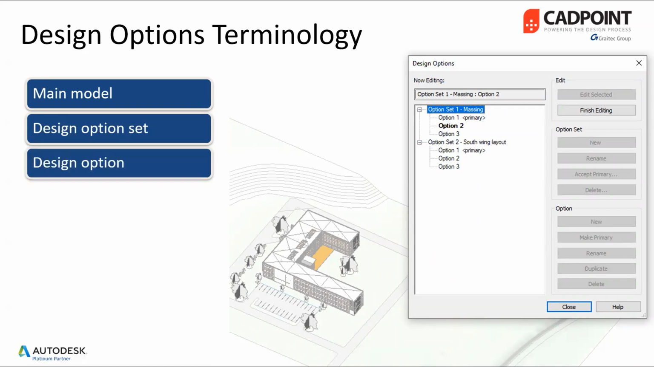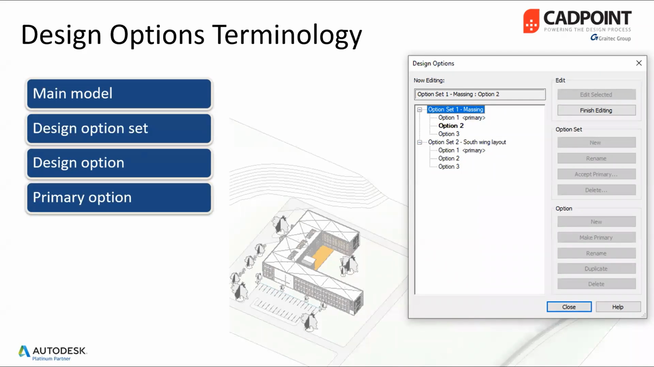Design option: one possible solution to the design problem. Primary option: the preferred design option in the design option set. The primary option has a closer relationship to the main model than secondary options. Elements in the main model and in the primary option can reference each other. Only one design option in a set can be the primary option. All other options are secondary. By default, each project view displays both the main model and the primary option for each set.